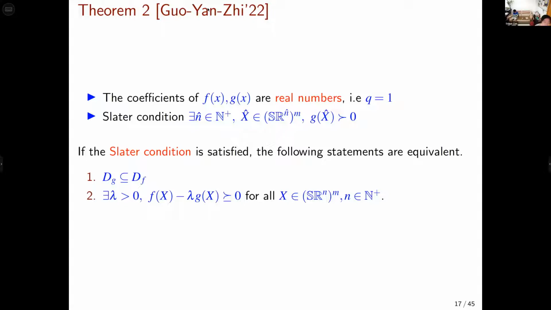And condition 1 of Theorem 2 is about the positivity domain of g and the positivity domain of f, not D prime g and D prime f. So Theorem 2 can be seen as the straightforward extension of the commutative case.